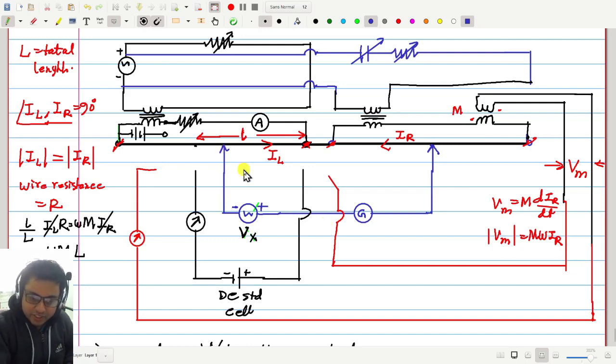Okay. And during the measurement, now you move this jockey and move this jockey, and when you get the null, then this voltage plus this voltage is equal to this voltage. Everyone agrees? Yes, sir. Okay, then let me ask you some questions.